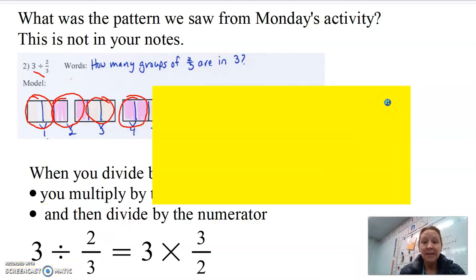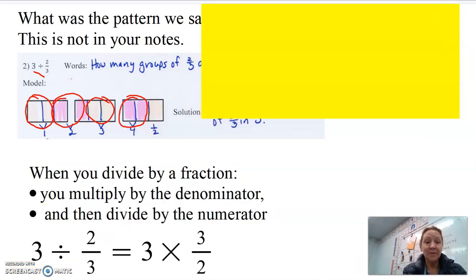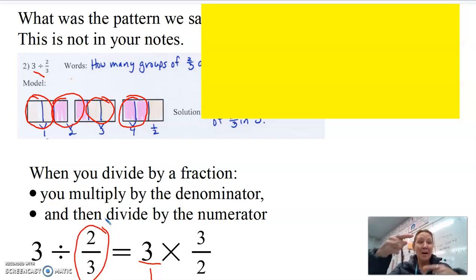So what that looks like in reality is this. We took the 3 and we divided by 2/3, but dividing by 2/3 is the same as multiplying by 3 and then dividing by 2. So basically, we are multiplying by the piece that we're trying to fit inside when it gets turned upside down.